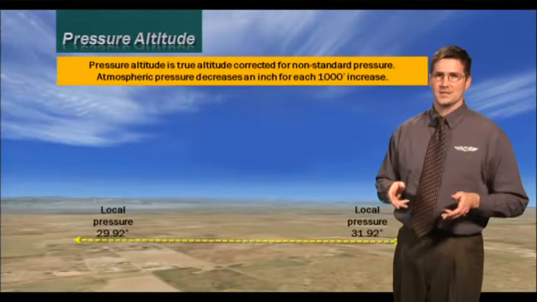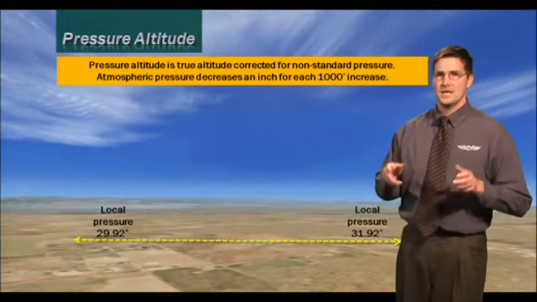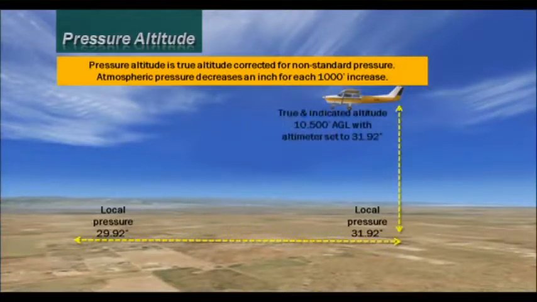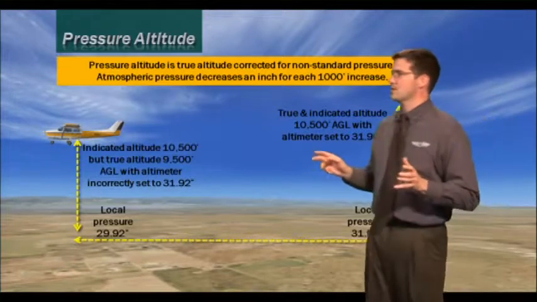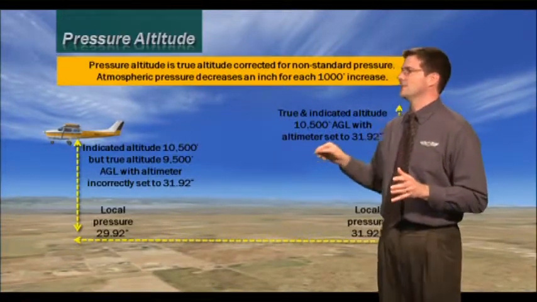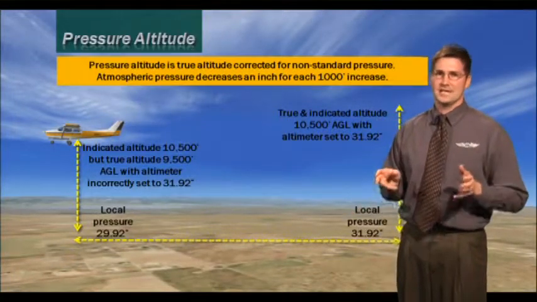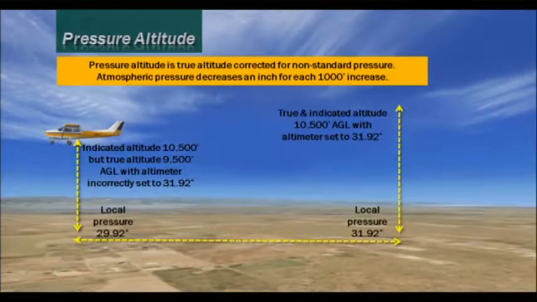Pressure altitude corrects for instances when we are not flying at standard atmospheric pressure. In this example, the aircraft is flying in an area of non-standard pressure, with the indicated and true altitude both being 10,500 feet. If the pilot fails to adjust the altimeter setting to the current barometric pressure as he continues his flight, as shown here, into lower pressure, the indicated altitude would read 10,500 feet, while the true altitude is actually 9,500 feet, and this is a hazardous situation.